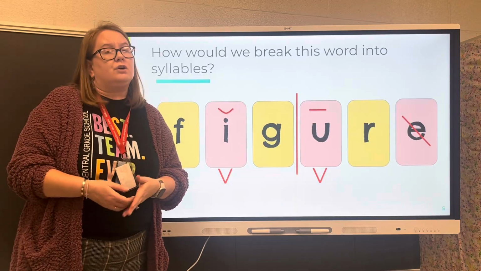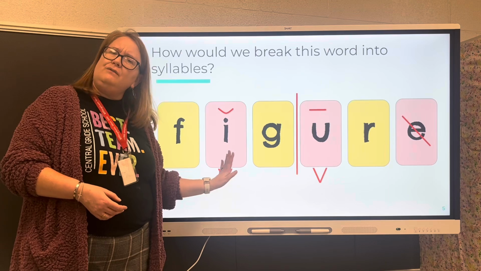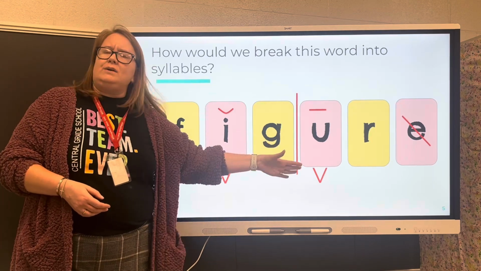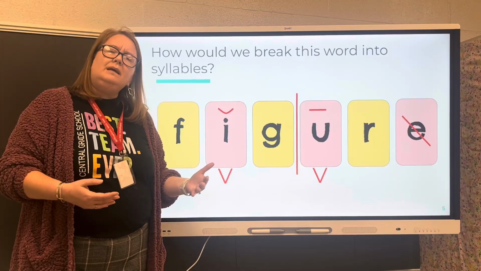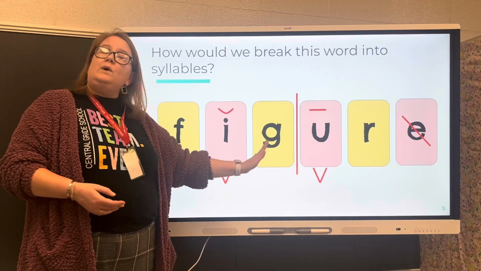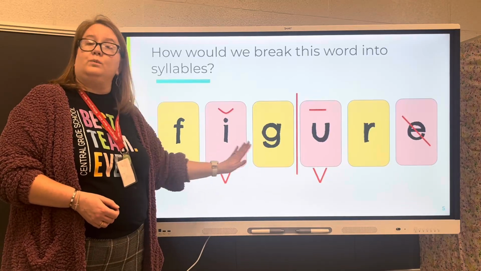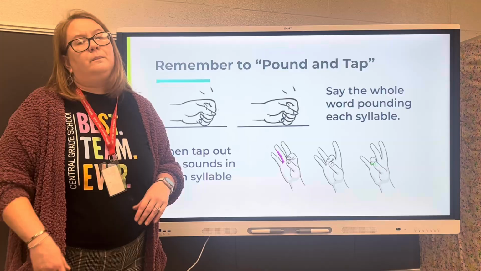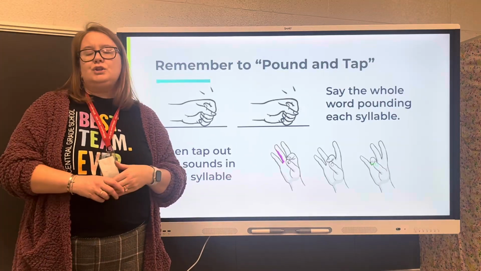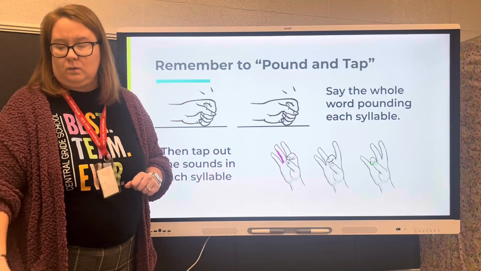If you're not sure, the very first thing I want you to do is try dividing after that vowel. Give it a long sound and see how it sounds. If it doesn't sound like a word you know, go ahead and change it. Switch it so you're dividing after your consonant and do a closed syllable here with a short vowel. Figure. So, spelling, you're just going to have to remember to do our pound and tap spelling method, okay?